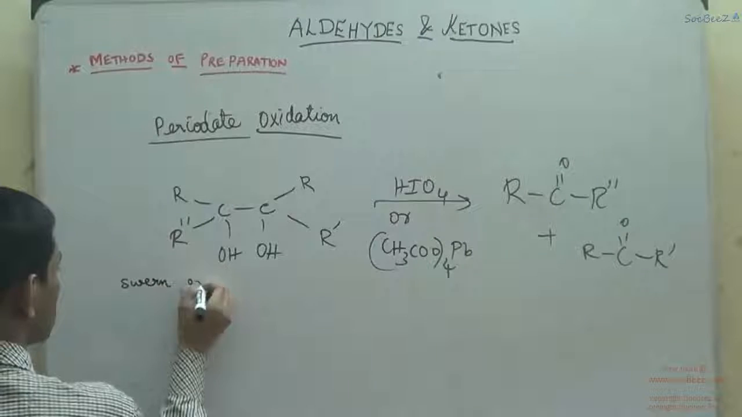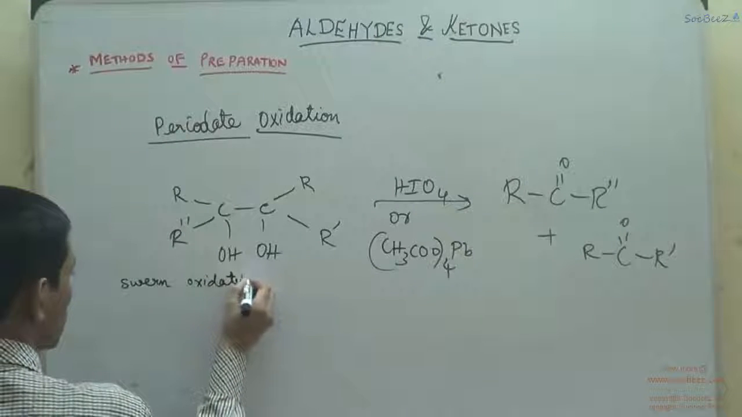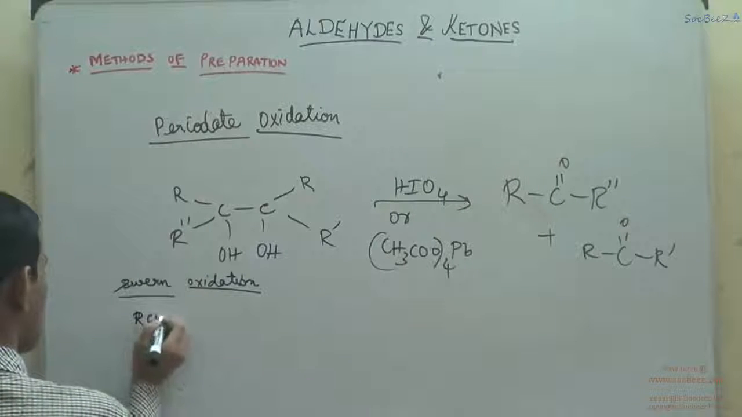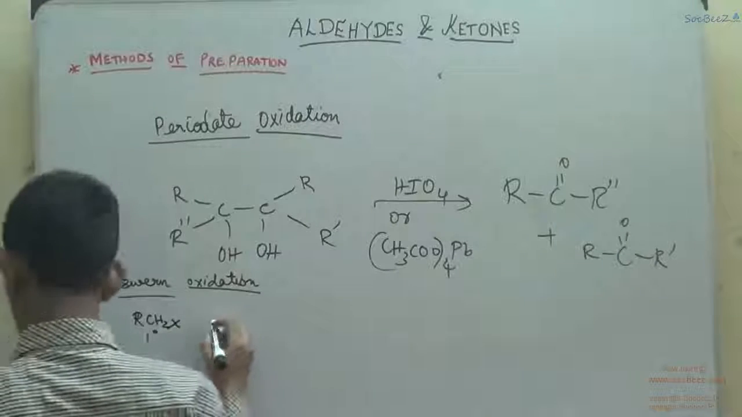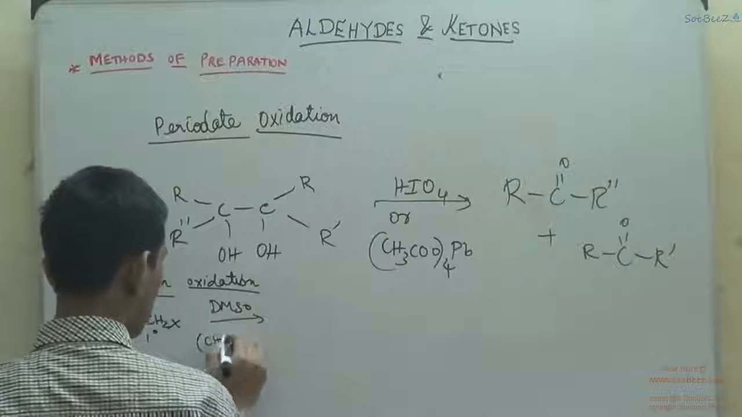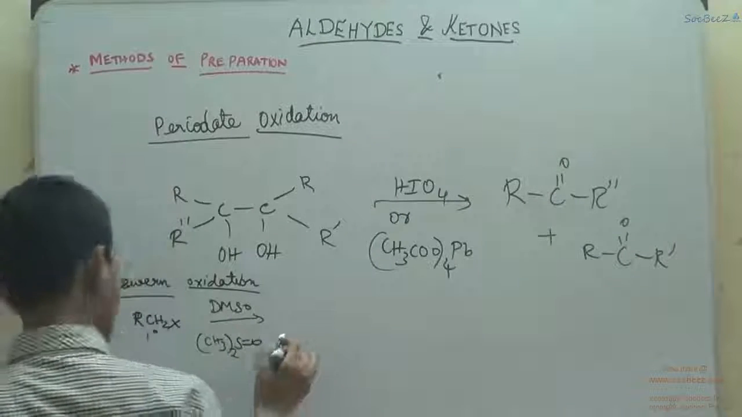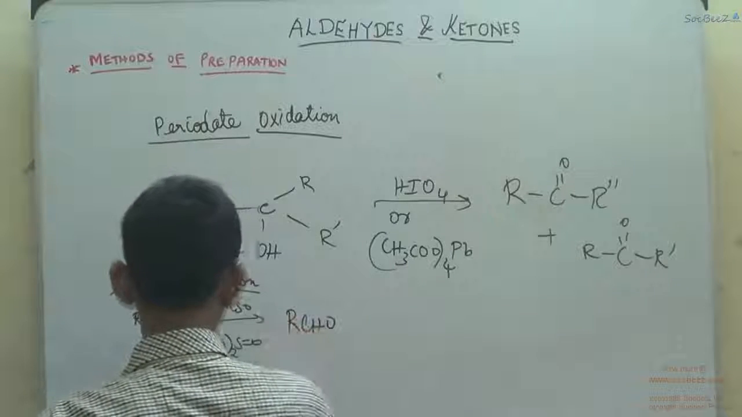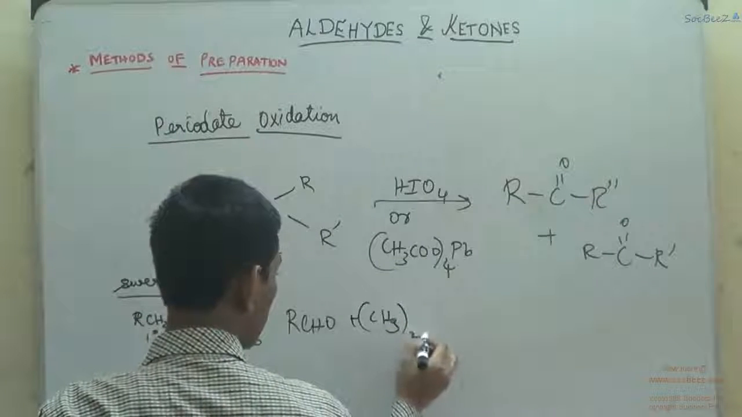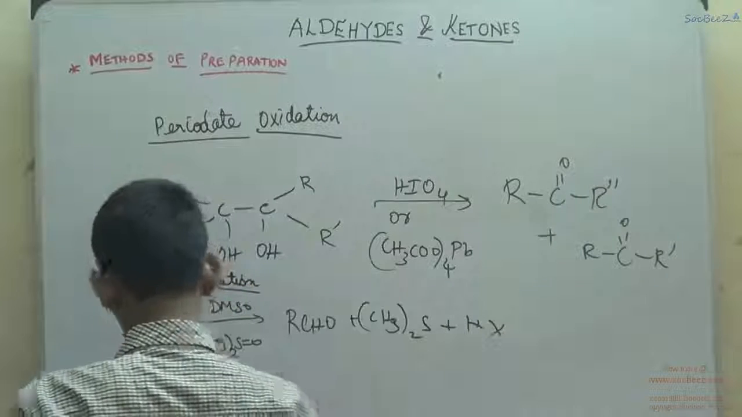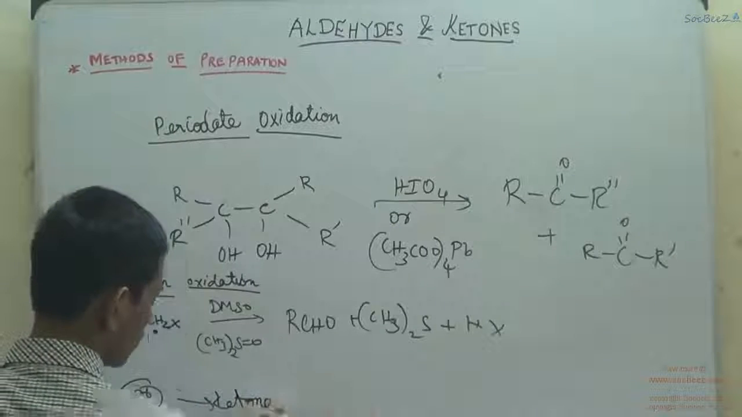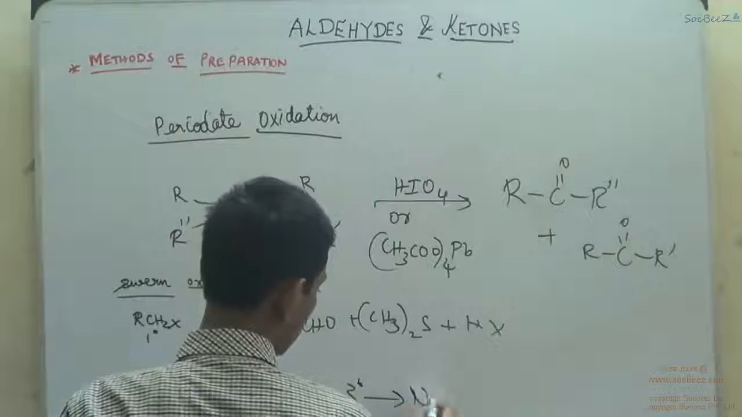Next, Swern oxidation. Primary halide, you treat with DMSO, that is nothing but dimethyl sulfoxide. You get RCHO. Primary halide gives you aldehyde plus dimethyl sulfide plus HX. Instead of primary, if you use the secondary, you will get a ketone. But if you use a tertiary, there will be no reaction.